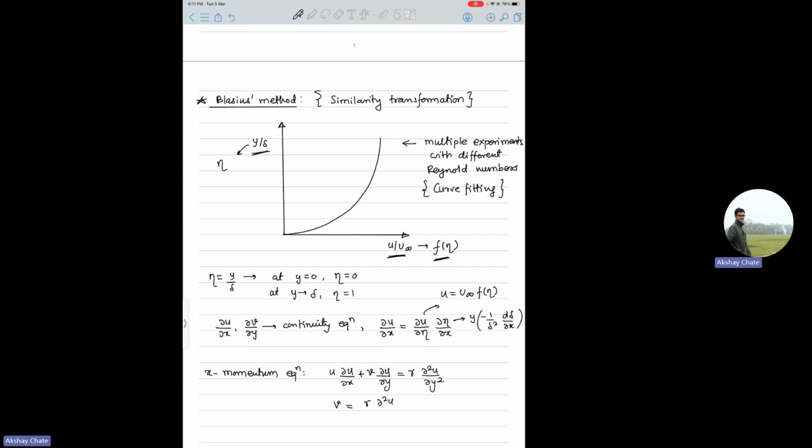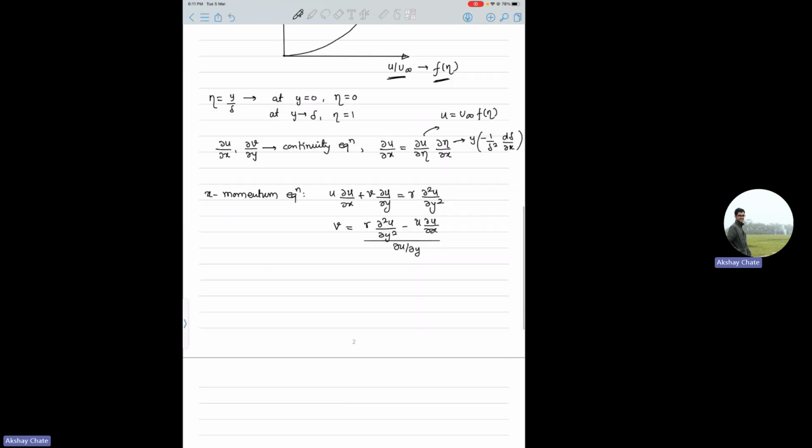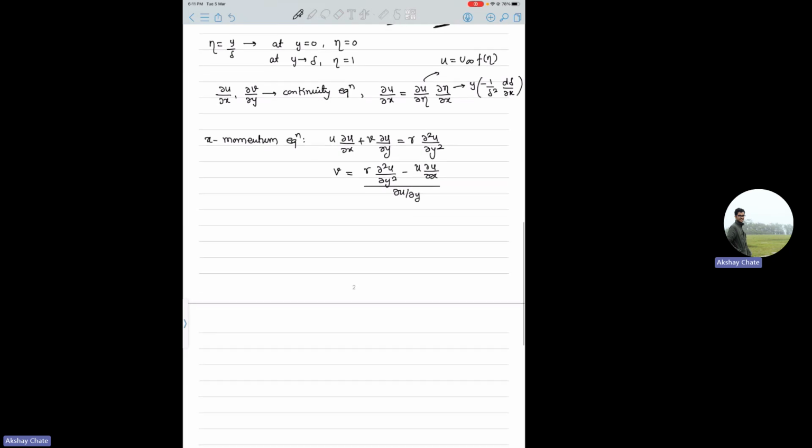So basically you have this form, minus u del u by del x divided by del u by del y, and then you put all these similarity transformation variables, and then you solve. So what happens in the end, you'll get an equation where you'll have, so I'm skipping some steps because it will take a lot of time if we discuss those. But in the end, what you get on one side of the equation.